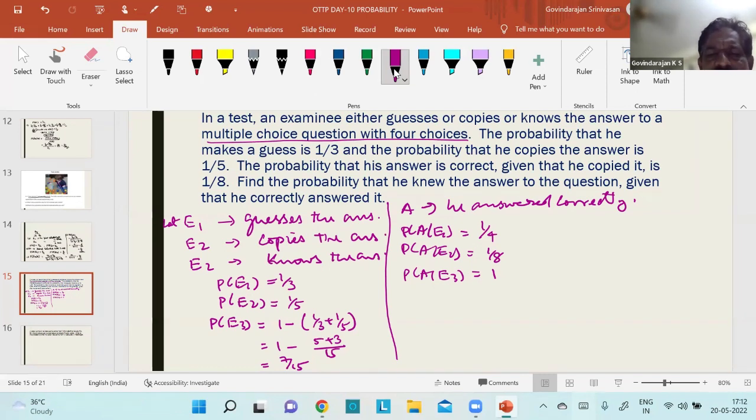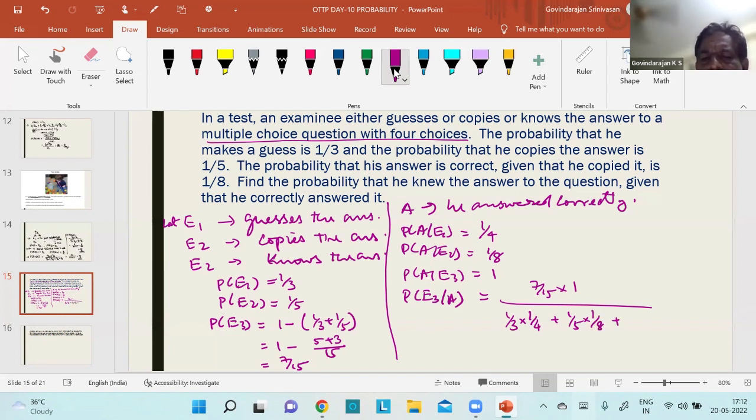So the question is, what is the probability that he knows the answer? E3 given A. He knew the answer to the question, given that he correctly answered it. So the probability of E3 is 7 over 15 into 1, divided by the probability of E1 into the probability of A given E1, so 1 by 3 into 1 by 4, plus 1 by 5 into 1 over 8, plus 7 by 15 into 1. If you simplify, you will be able to get the answer correctly. Take the LCM of 12, 40 and 15, and then if you add that, you will get the answer.